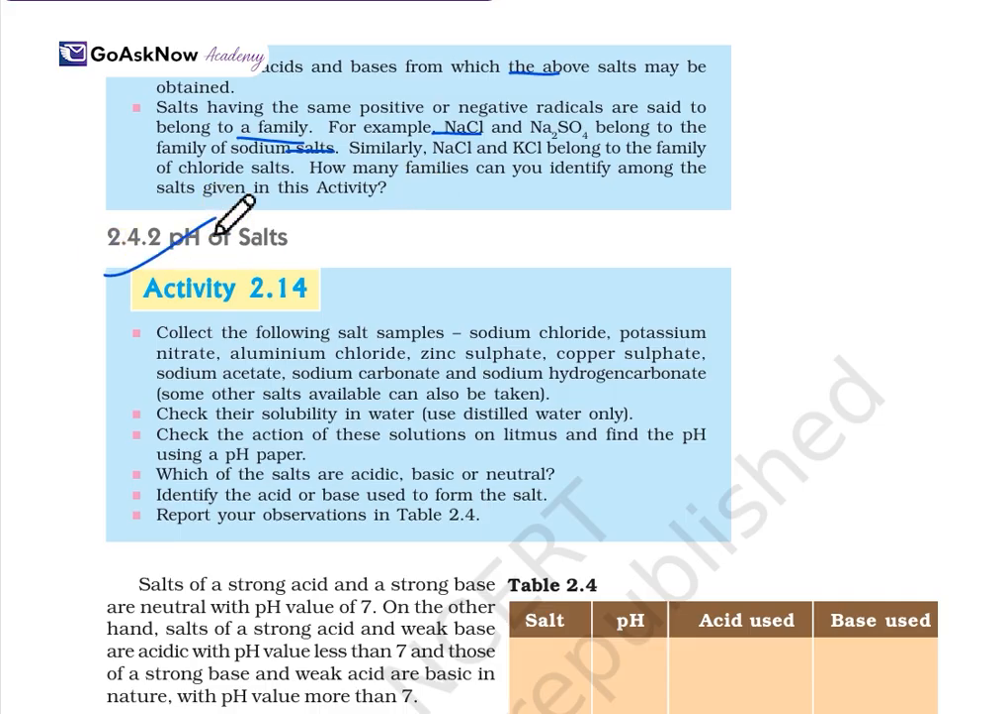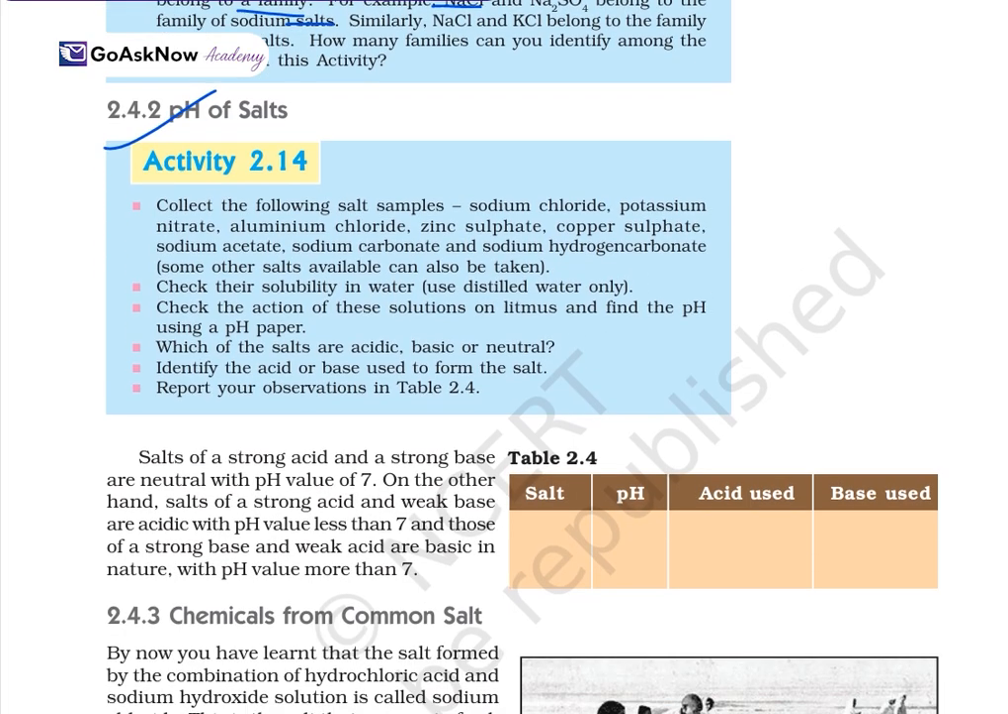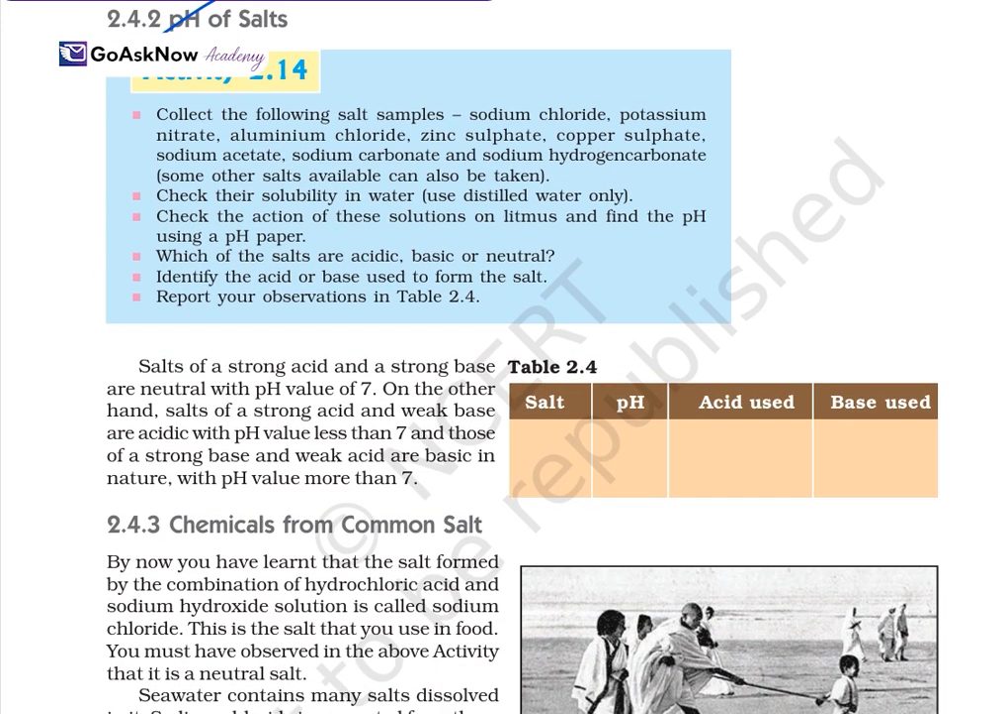Now, the pH of salts. Collect the following salt samples: sodium chloride, potassium nitrate, aluminum chloride, zinc sulfate, copper sulfate, sodium acetate, sodium carbonate, and sodium hydrogen carbonate. Now check the solubility in water and use litmus paper and the pH paper.